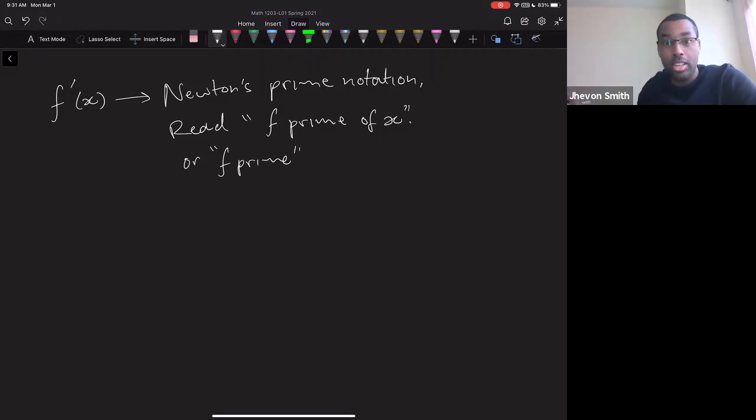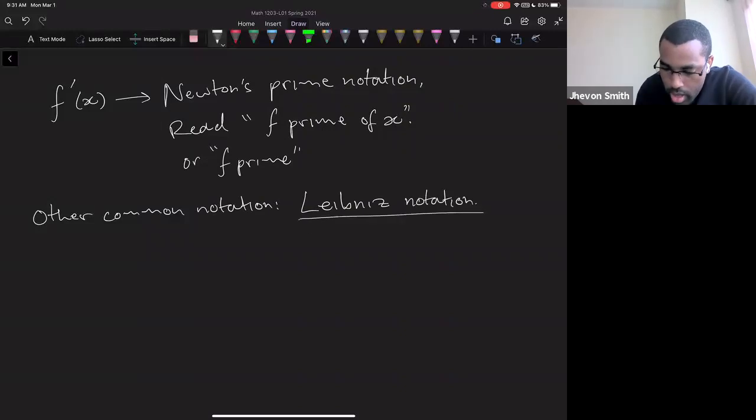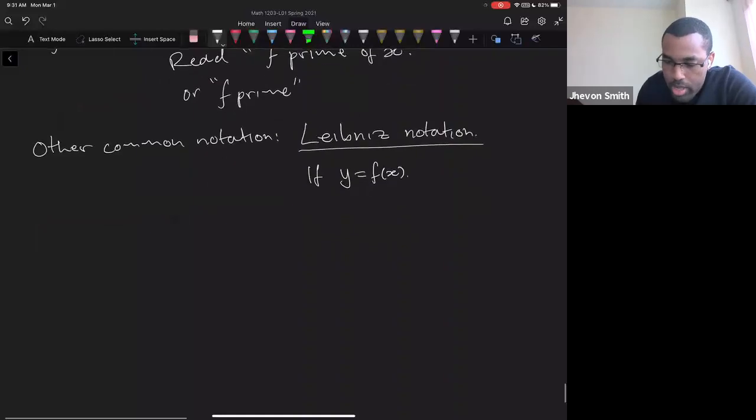This other mathematician called Leibniz was more into the math side of things, so he developed it more for the math theory, and also developed something. He came up with his own notation. So there's another common notation. It's called the Leibniz notation. So if y equals f of x, Leibniz notation looks like this.